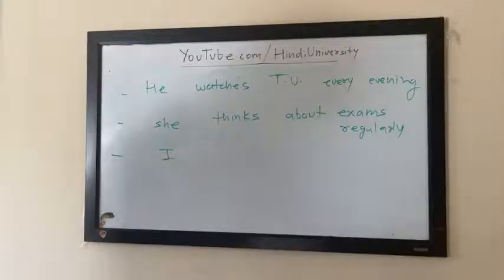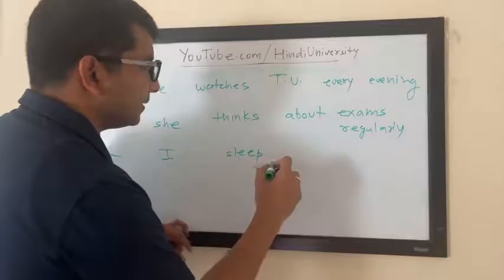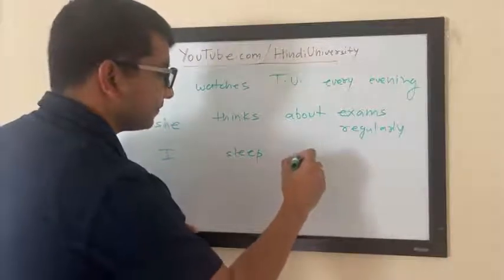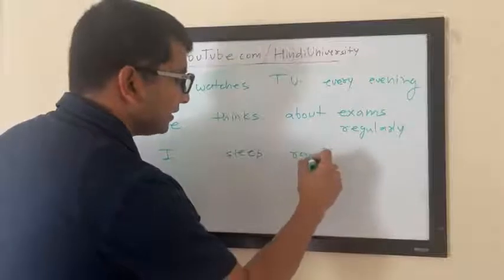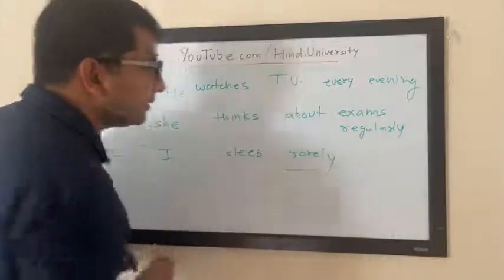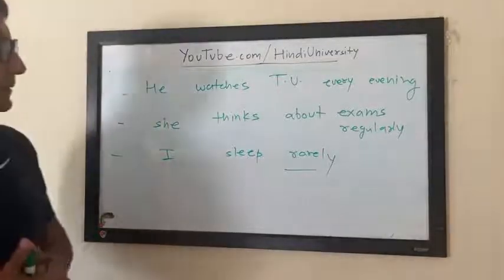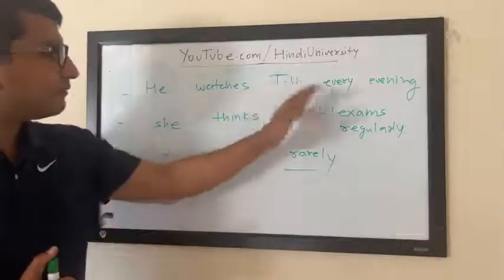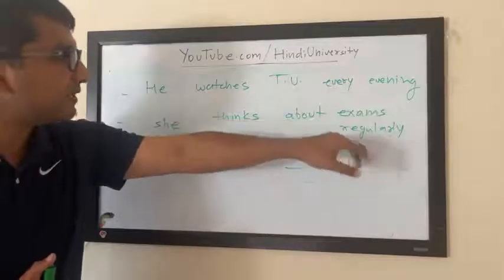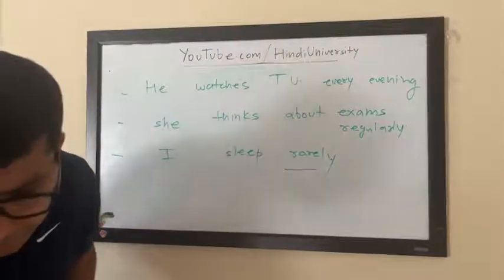While I'm thinking about the third one, I want you to at least start doing the first two. I sleep rarely. Let me just say rarely. Okay, so I think this is reasonable enough. Somewhat difficult because I added some adverbs there, right? For beginners, if this part is hard, you can skip the every evening, regularly and rarely part. But for advanced and intermediate, I do want you to do everything.